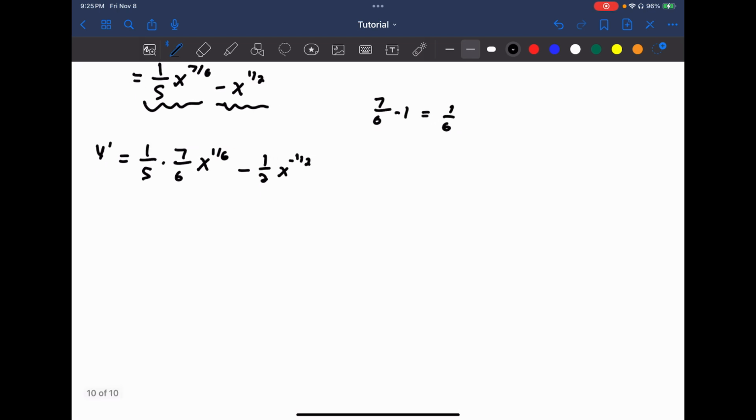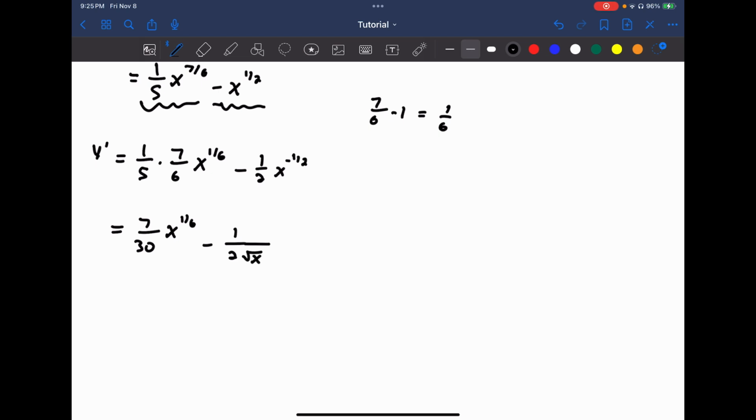And then we can simplify this function. So it would be 7 over 30 times x to the power of 1 over 6 minus 1 over 2 times root x. And this is our final answer.